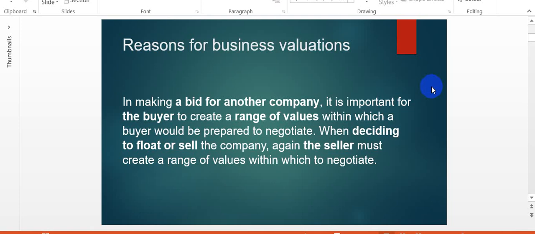Equally, the one who is selling or who is floating a company, the seller of the company, must also create a range of values within which to negotiate. It doesn't mean that because a seller has pegged the price for a company at a certain amount, that's the amount which the buyer will be prepared to pay. So both parties should have a range of values in which they are willing to negotiate, or which will help them in their negotiations.